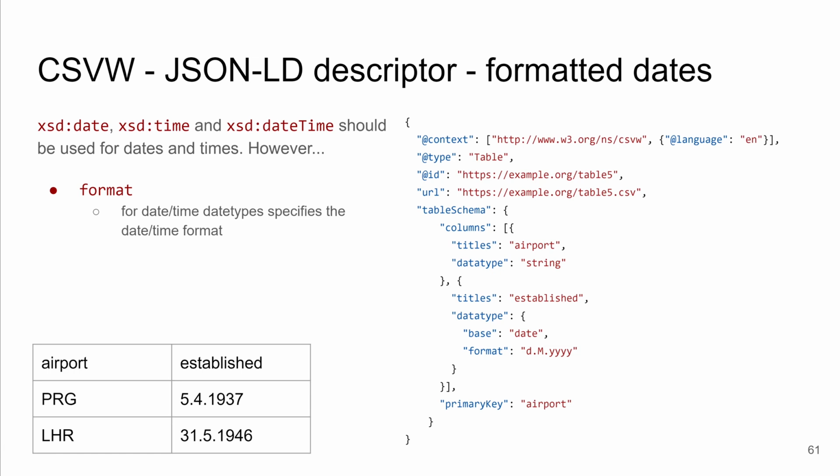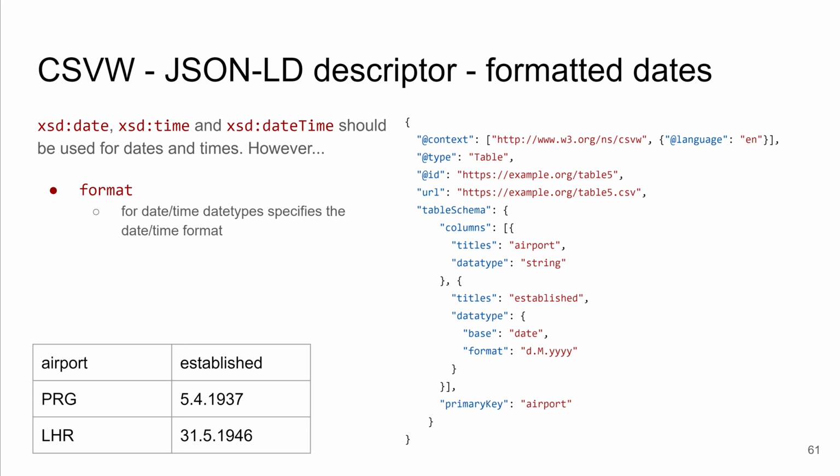The same goes for dates. You should use XMLSchema date, time, and date time. However, if you find a CSV file which doesn't follow those formats, you may also specify the format which it actually uses. As you can see on the right, we see that there is a data type which is based on the date data type.